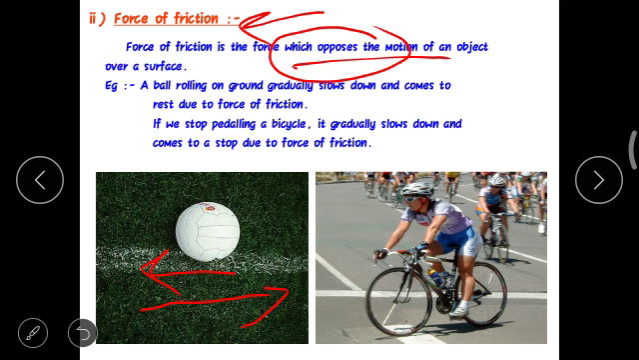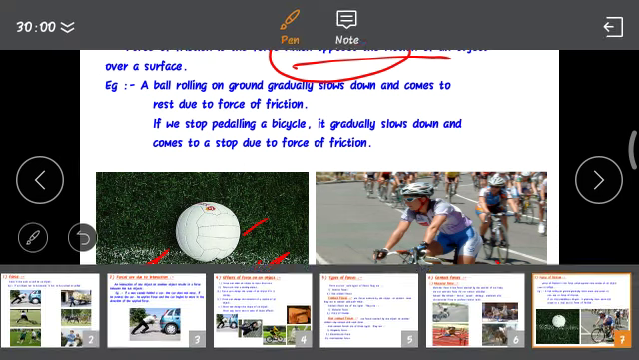This bicycle will also slow down its speed because the motion is along this direction, but the force of friction is in the opposite direction. So that will slow down its speed. So this is the force of friction. As you are seeing, the ball and the grass are both in contact, so it means this is a contact force.